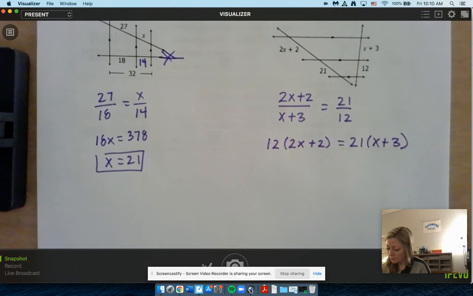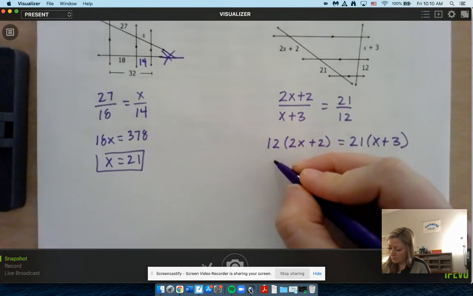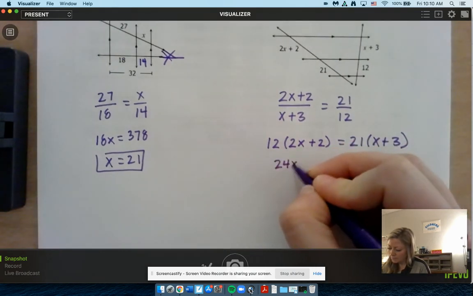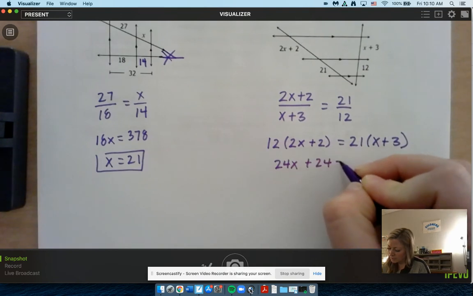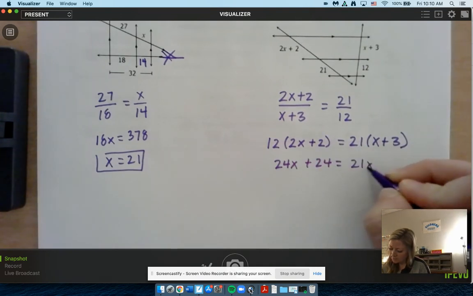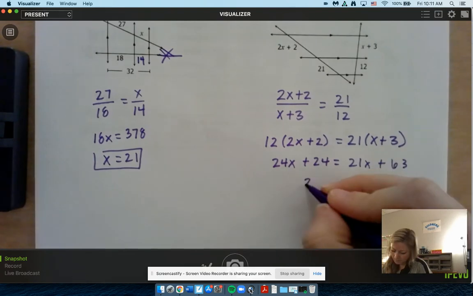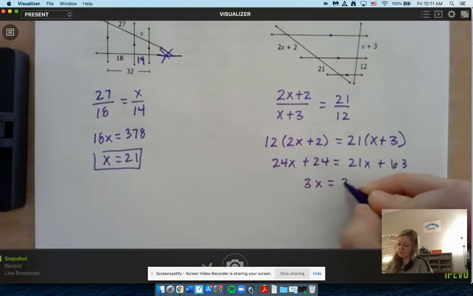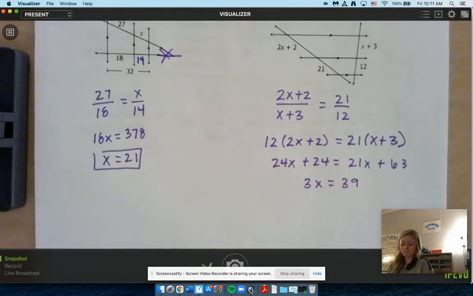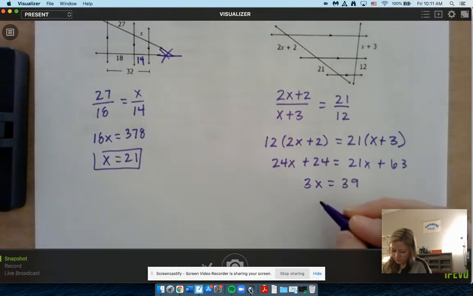Perfect. So now I'm going to distribute here. I'll get 24x plus 24 is equal to 21x plus 63. Bring our x's to one side, our numbers to the other. I'm going to do that in one step. I hope that's okay with you. So we should have 3x equals 39. Then divide out, x should be 13.